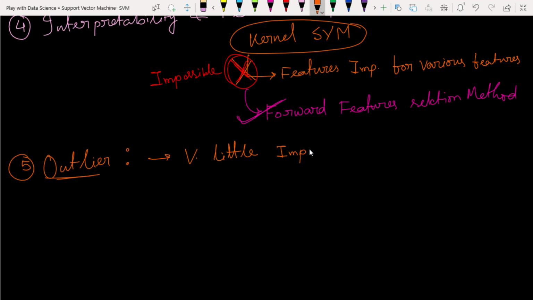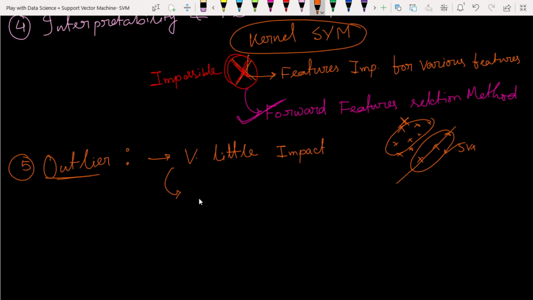It is less impacted by outliers, because of C. If we remember the dual problem of the dual SVM, here we consider only the alphas, the support vectors. We only consider the support vectors and ignore the non-support vectors. This is another reason why the outlier has little impact.